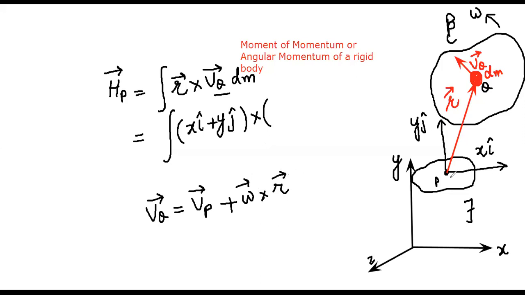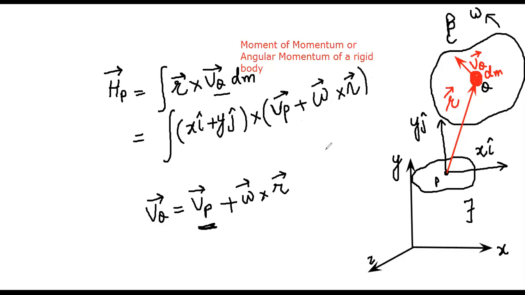Now, let me write the velocity of Q in terms of P. I will write this as velocity of P, though in most books the velocity of P is selected to be equal to 0, stating that P is a point at rest. But P may or may not be a point at rest. Let's not make it a special case by saying Vp is equal to 0. Let's generalize and say the velocity of point P is Vp, plus omega cross r.